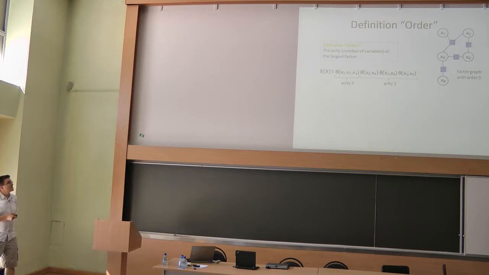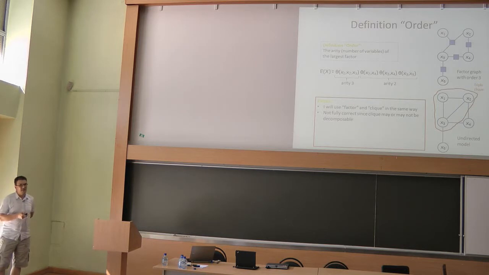So again, here's the same. What I will define as the order of a function in general, of this energy, is the arity, or the number of variables of the largest factor. So this energy has order 3 because there's one factor with 3 variables in here. I will use factors and clique in the same way. I will not distinguish, and that's not fully correct. That's just a side comment, like for instance undirected graphical models. This is the undirected graphical model to this factor graph.